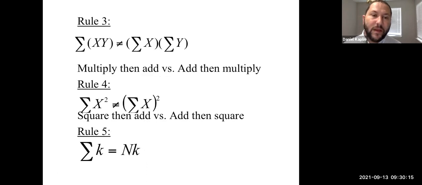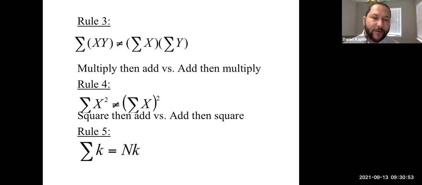reading the rules. So slow down this lecture as you need to, replay this lecture as you need to understand the rules. Then we have the sum of the XY column is not equal to the sum of the X column times the sum of the Y column, right? So in this first scenario, you multiply the X value by the Y value first, right? And then you add that column. In the other side of the equation, you add the X column first, add the Y column first, and then multiply that across.